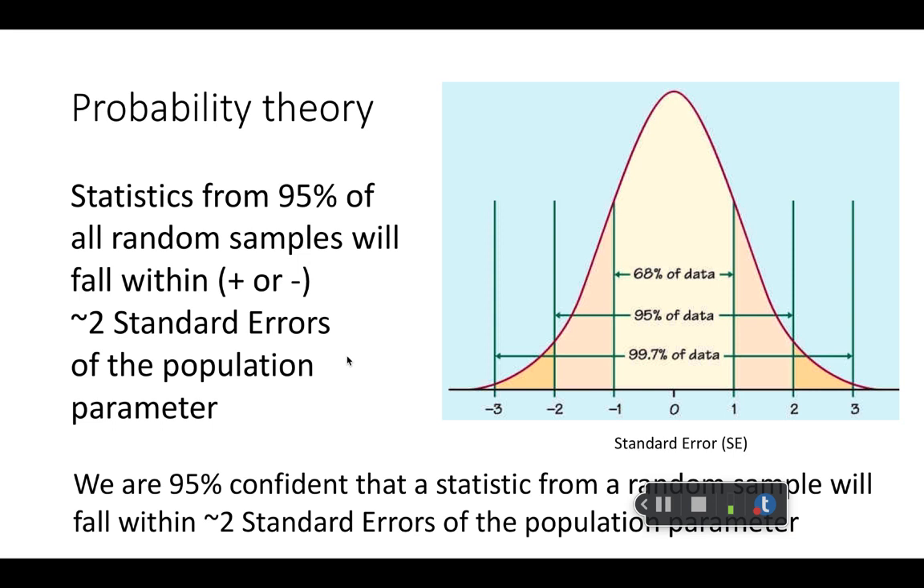Okay, so we're going to use the 2 standard errors. Statistics from 95% of all random samples will fall within, that is plus or minus, approximately 2 standard errors of the population parameter. This is where our confidence intervals come from. So we can say that we're going to be 95% confident that a statistic from a random sample will fall within, plus or minus, 2 standard errors of the population parameter.